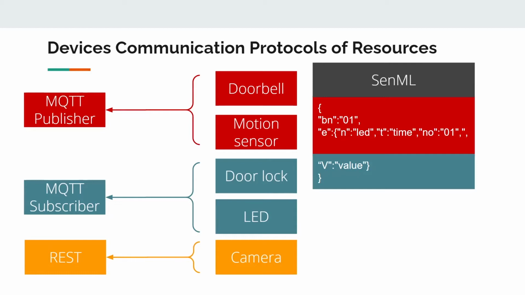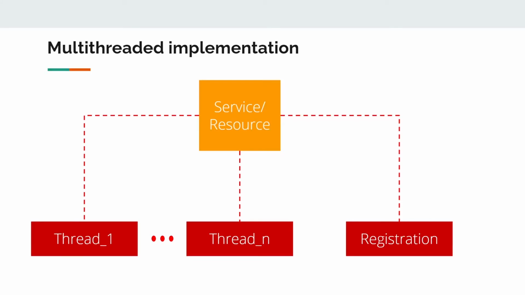The motion sensor and the doorbell, which is represented by a push button, are MQTT publishers, while the door lock and LEDs are MQTT subscribers. All MQTT-based resources use SenML formatted messages to communicate, contrary to the camera, which is a RESTful resource. Each service and/or resource uses multithreading to register itself periodically in the service catalog or the resource catalog, and to perform its functionality.